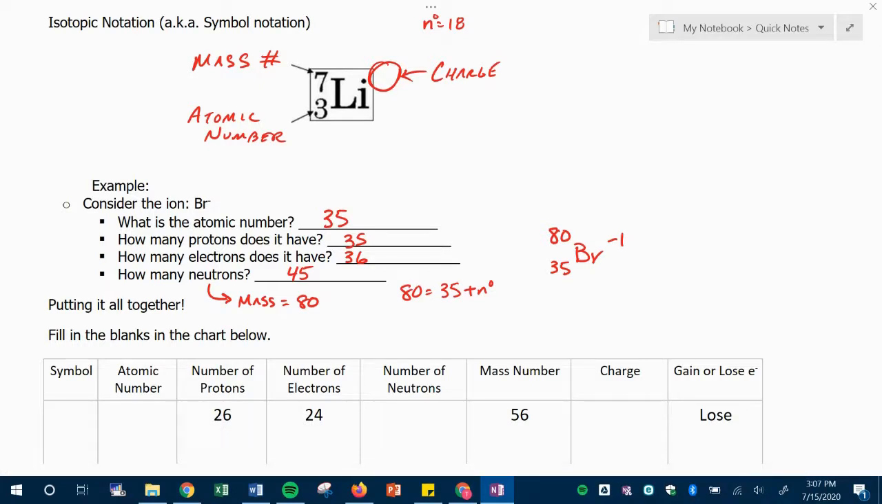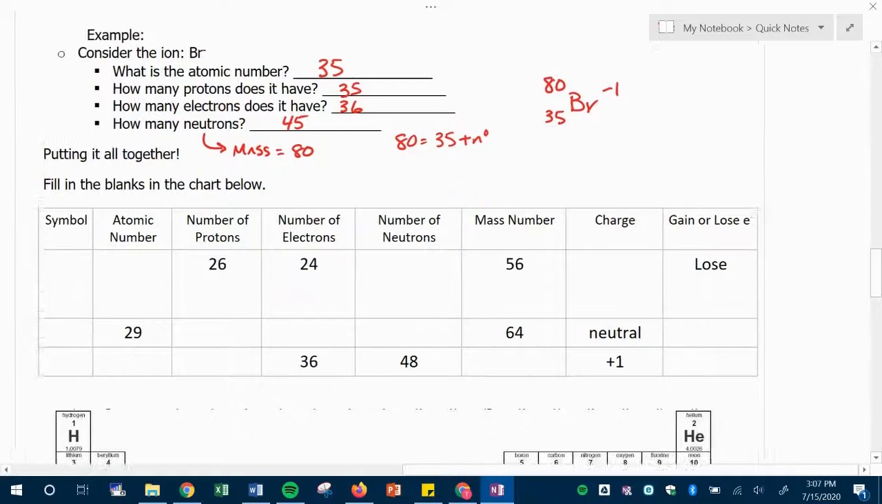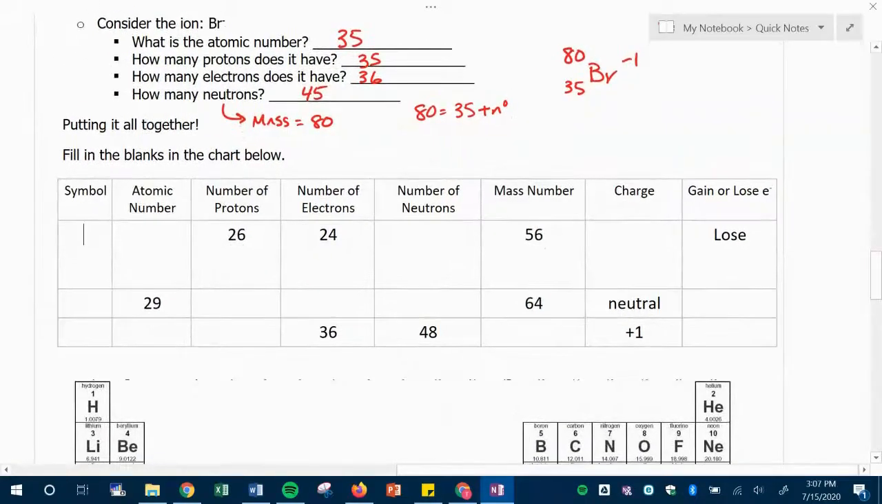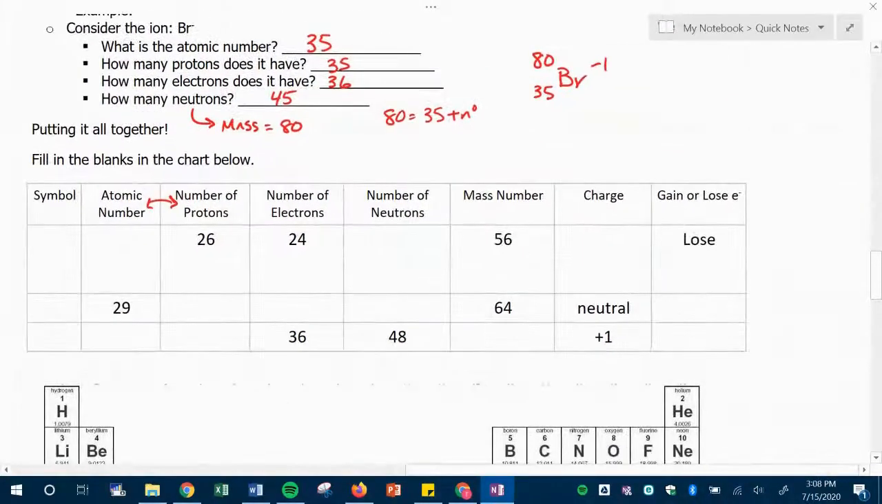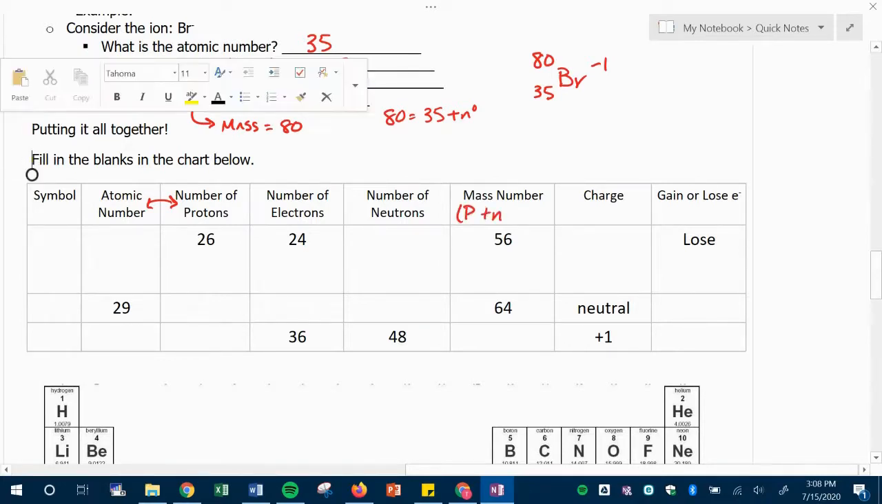All right, so now that we've talked all about this, let's put this whole thing together. For this, you'll probably want a periodic table to help you out. Let's go through a couple of keys as you pull out your periodic table. Remember, the number of protons and the atomic number should be the same. Then, remember, our mass number should be protons plus neutrons.